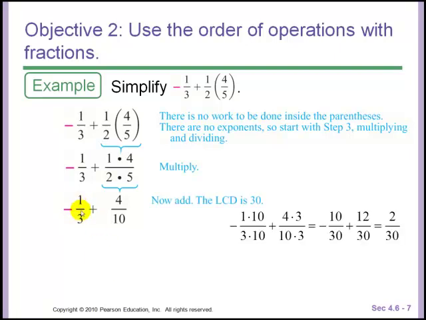Now we need to add negative 1/3 plus 4/10. The LCD is going to be 30, so multiply negative 1/3 top and bottom by 10, and multiply 4/10 top and bottom by 3. We get negative 10/30 plus 12/30, which adds to 2/30. 2/30 can be simplified, divide both the top and bottom by 2, and we get 1/15. So our final answer is 1/15.